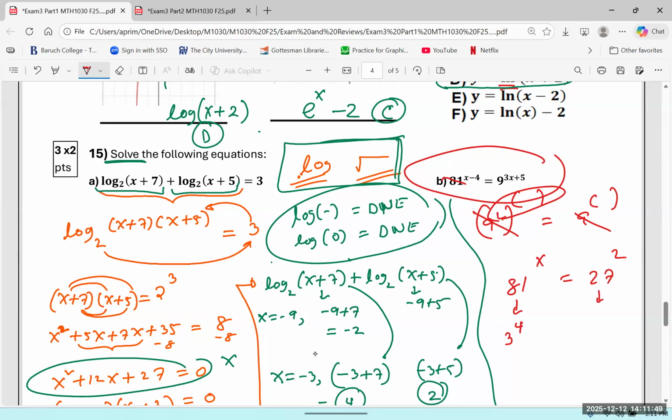So 81 is 3 to the 4 and 27 is 3 cubed. So you use a different base with the power. Multiplication is not allowed here, only the power is allowed. And then you have x and then 2. So you cancel your bases and you multiply them. So 4x is 6 and then you solve. So depending on what is your base, you just do your next step.